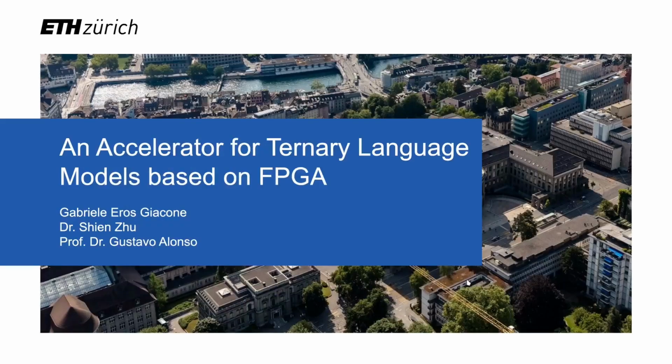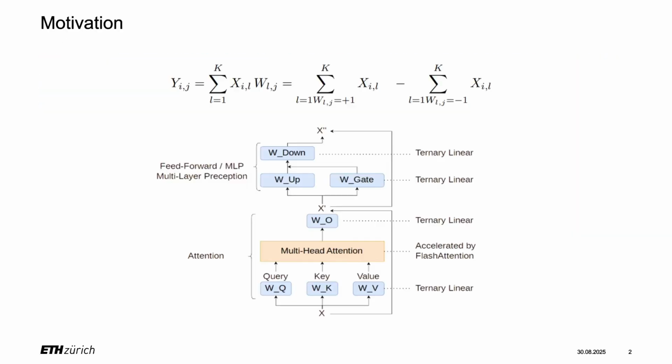Welcome to our project, an accelerator for ternary language models based on FPGA for the AMD Open Hardware Contest 2025. Large language models require large memory and high computation capability, which makes them hard to deploy on edge devices. Ternary language models constrain model weights to -1, 0, 1 to reduce model size and enable multiplication-free matrix multiplication.